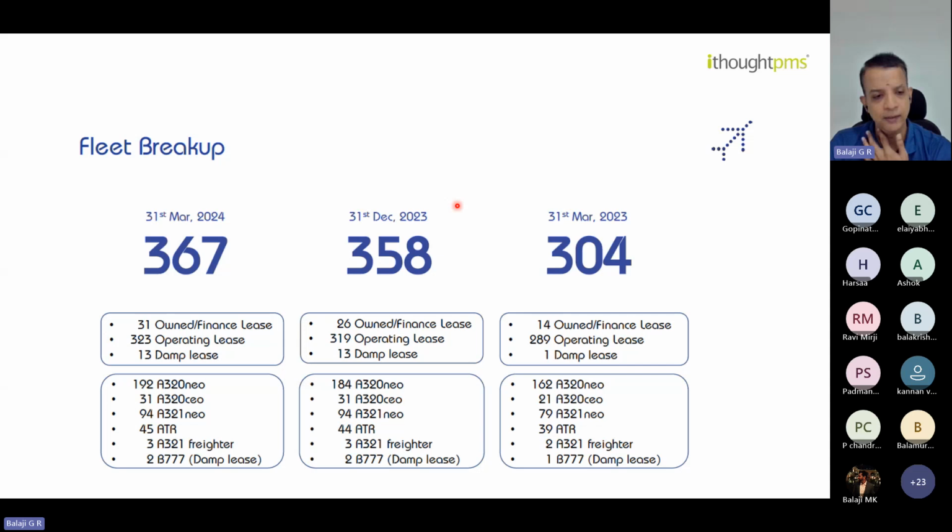And if you look at the fleet breakup, currently 367. If you look at 31 owned finance fleet, 323 operating and 13, predominantly Airbus, or almost. So it clearly shows they chose one particular type of aircraft and expanded it. That gives them operational flexibility, easy maintenance, and fewer spare parts needed across the hub, to give uniform service across vehicles.